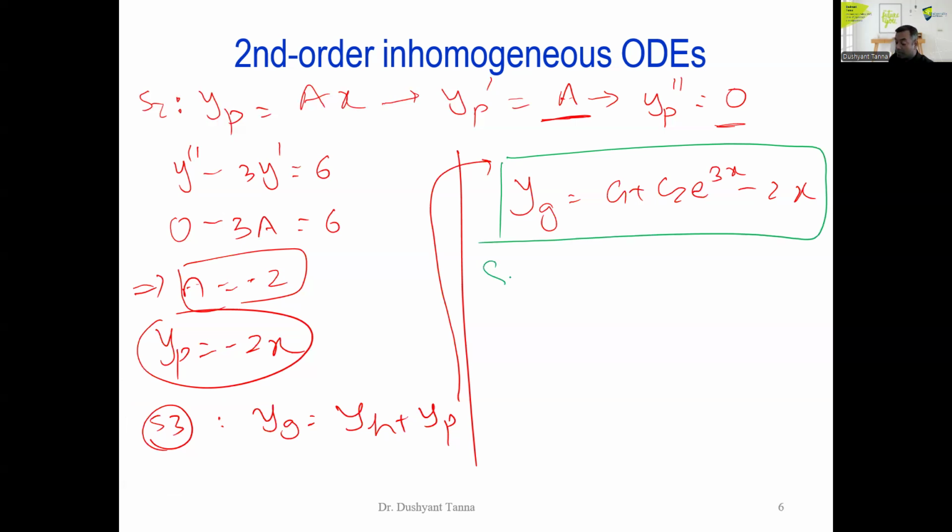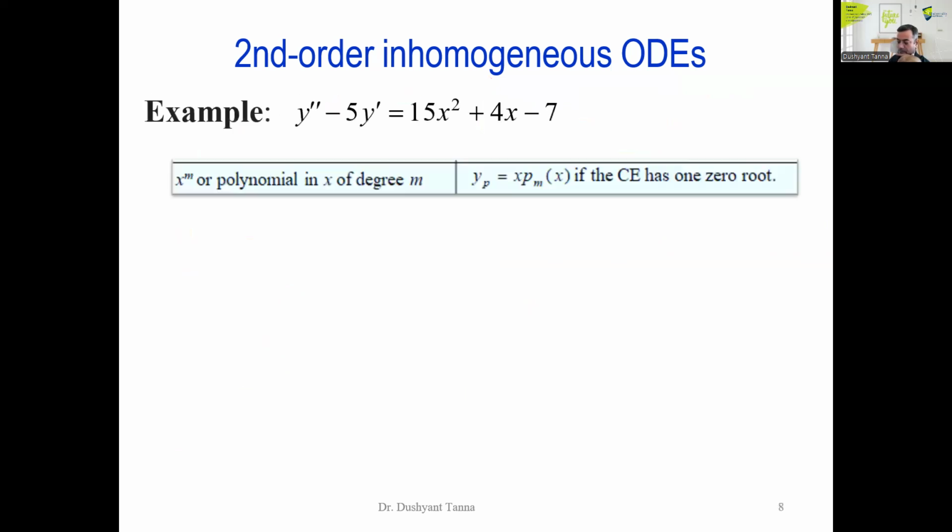Okay, we will go for step 4. If there is initial condition that y of 0 is this, y dash 0 is this, then in order to find C1 and C2, we need 2 conditions, right? And we will use it then, not here. Okay, but that's an easy example to start with. Right, we keep going. We talk about the next question.